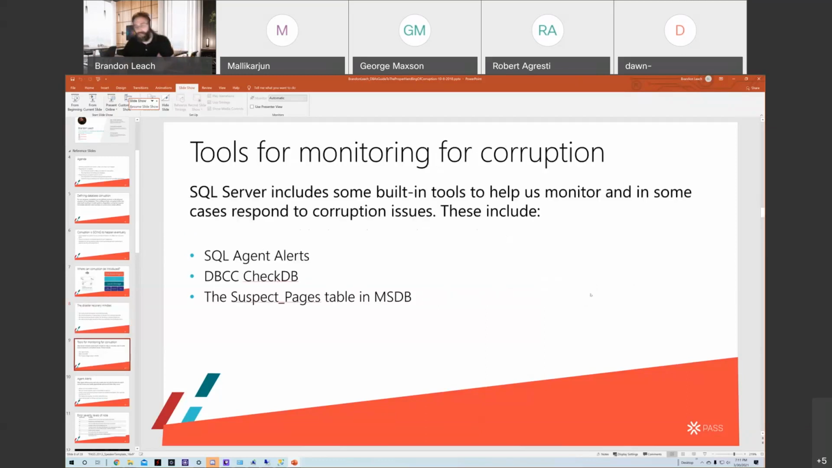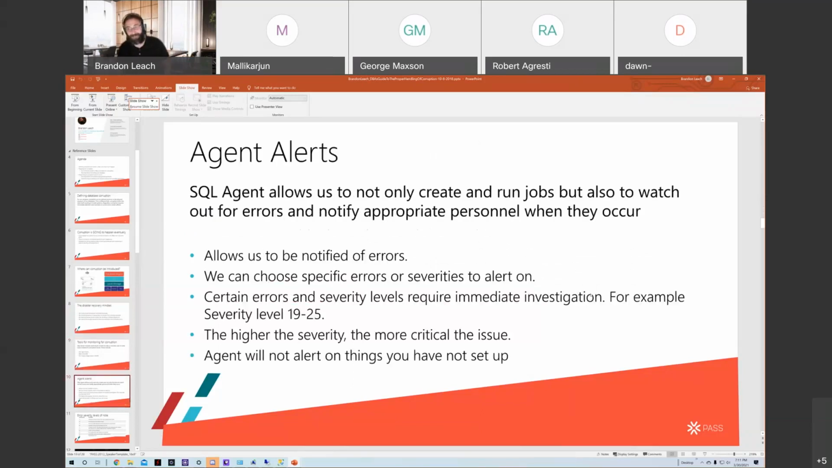All right. So when we talk about monitoring, we talk about three main tools that we have to help us with corruption. The first is SQL agent alerts. Then we also have this thing called CheckDB, and finally the suspect pages table in MSDB. Now, there are many different types of agent alerts. I'm actually going to provide a script that you guys can use to create these agent alerts on your system, so that you can send out notifications if they ever happen. And we're going to go through kind of what they mean.